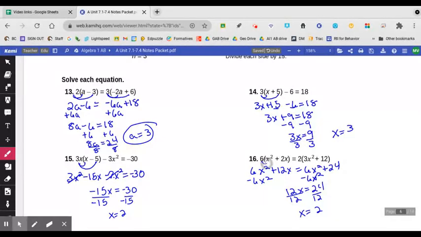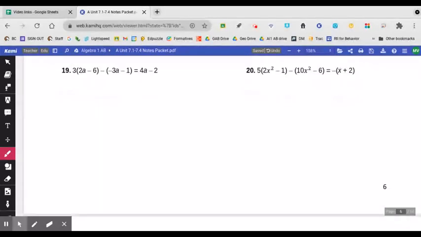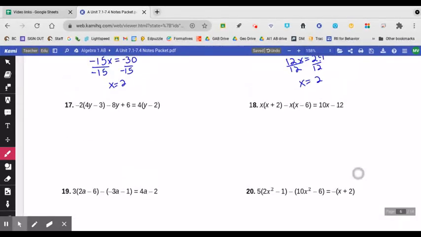16, I distribute the 6, and I get 6x squared plus 12x equals 6x squared plus 24. I subtract 6x squared from both sides. That leaves me 12x equals 24. Divide by 12, x equals 2. So there are 4 more problems. Please pause and complete them.